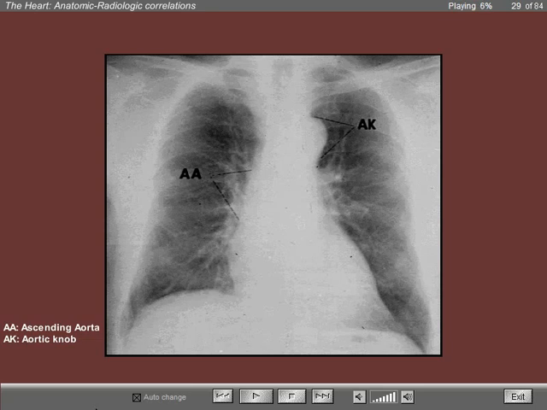The heart of an adult may show some prominence of the left ventricular contour and of the thoracic aorta. AA is the ascending aorta that generally projects beyond the right wall of the superior vena cava, and AK represents the aortic knob.